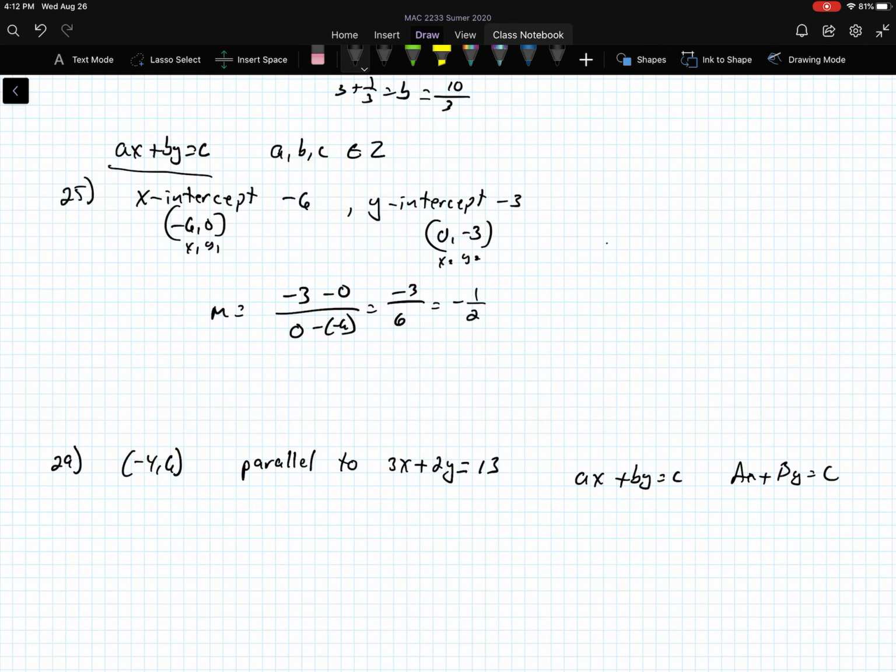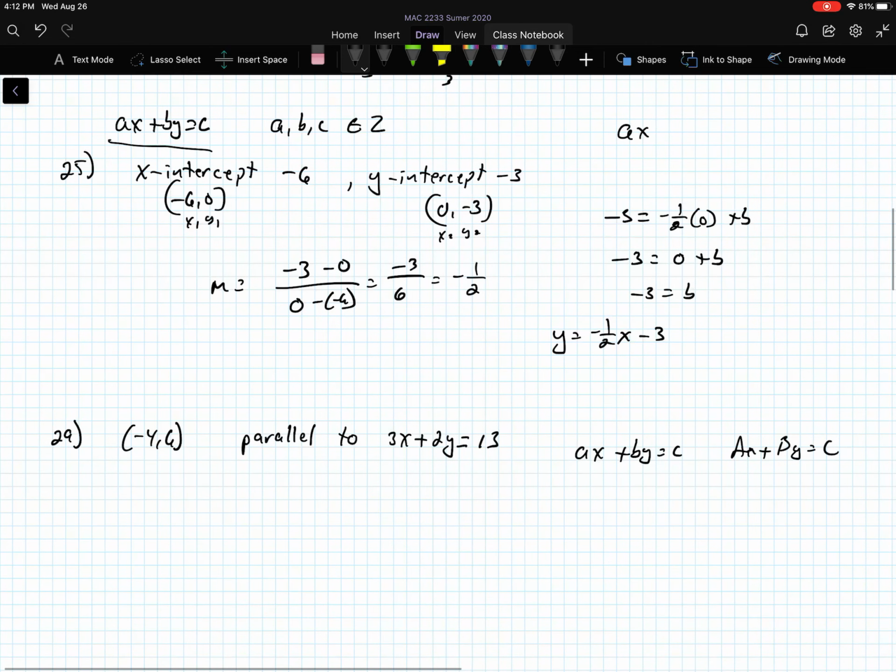So I'm going to say -3 is equal to -1/2 times 0 plus b, right? -3 is equal to b. So right now what I have is y is equal to -1/2 x minus 3.